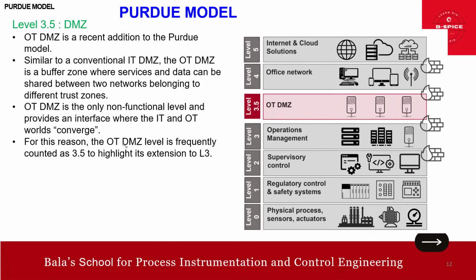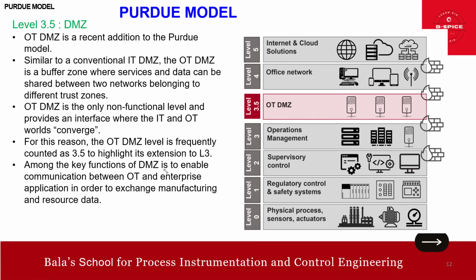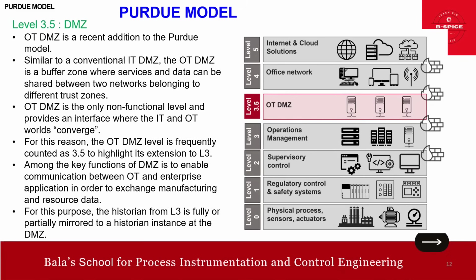Okay, so for this reason, the OT DMZ level is frequently counted as 3.5 to highlight its extension to level 3. Among the key functions of the DMZ is to enable the communication between the OT and the enterprise application in order to exchange the manufacturing and resource data. For this purpose, a historian from level 3 is fully or partially mirrored to a historian instance at the DMZ.